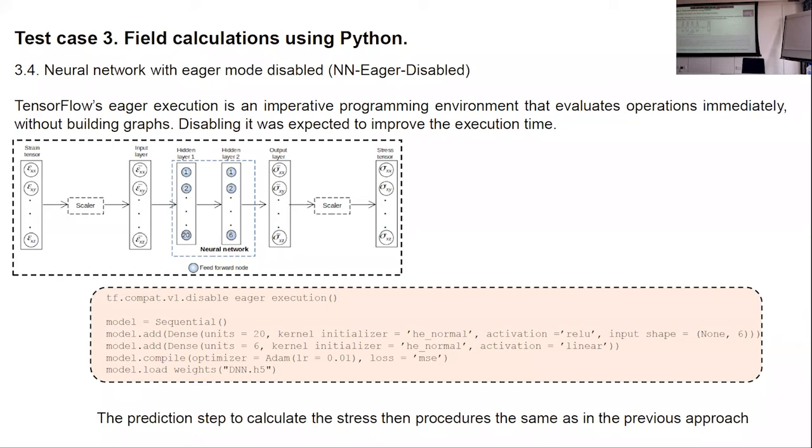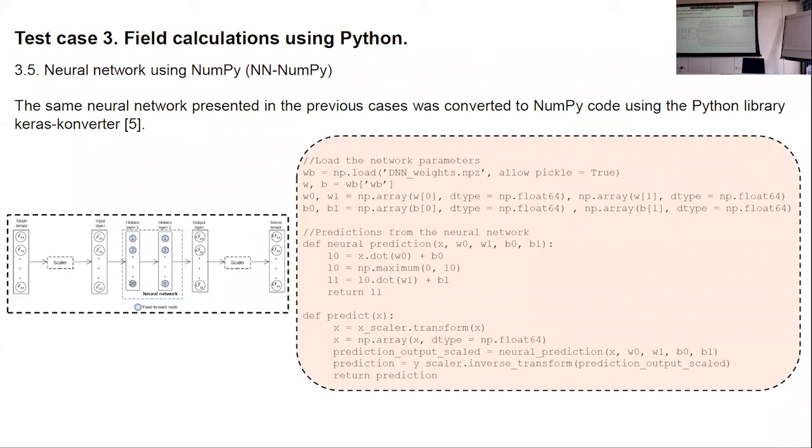We also tried not using the TensorFlow-based neural network, but a NumPy-based version of the same neural network, only involving NumPy operations. That's given by the code that you see on the right. There is no Keras or TensorFlow over there, it's only NumPy. But it's exactly the same neural network with the same hyperparameters and all of that. For this we use the Keras converter, an open source library that takes a TensorFlow neural network to a succession of NumPy operations.